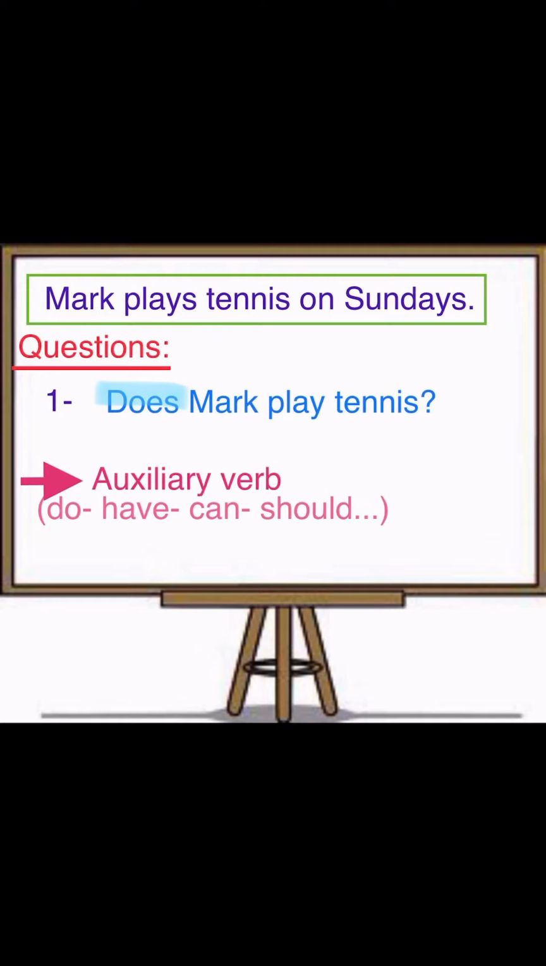Okay, now the auxiliary verb is always placed before the subject. So we say, does Mark play tennis? Do you observe that in the question, we still have the same order of SVO, which is the subject, verb, and object. There are other words or auxiliary verbs in English like have, can, should, and so on.